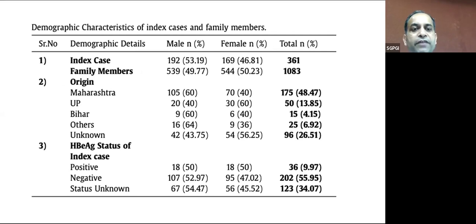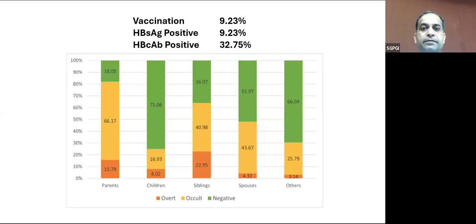This was the demographic data. Most of the patients, as the study was from Pune, were from Maharashtra, followed by UP. As is typical of the virology in India, most of the patients were HBe antigen negative. Now here, this is interesting. Out of all the contacts whom they screened, not patients, only 9% were vaccinated. The overall hepatitis B surface antigen positivity rate was somewhere to the tune of 9.2%, and the core antibody positivity rate was 32%.